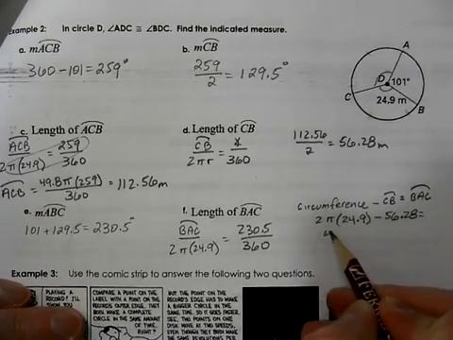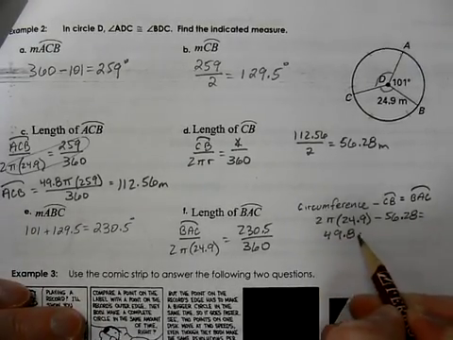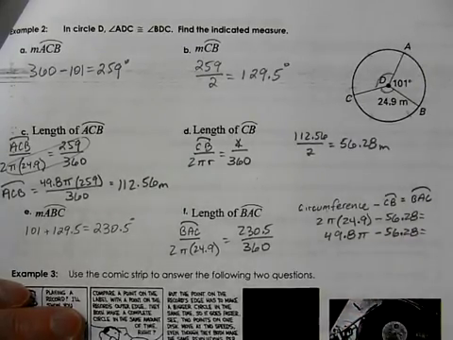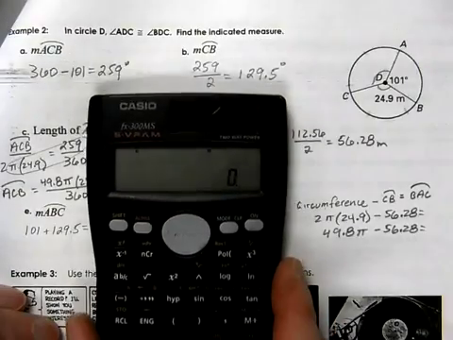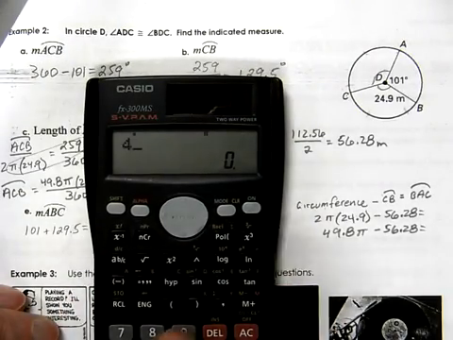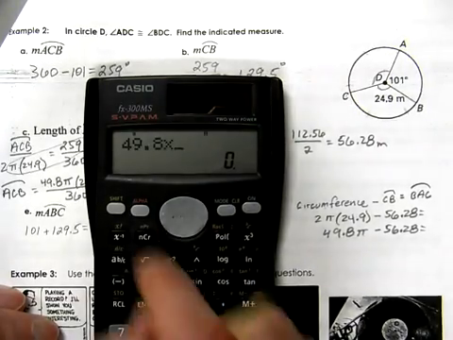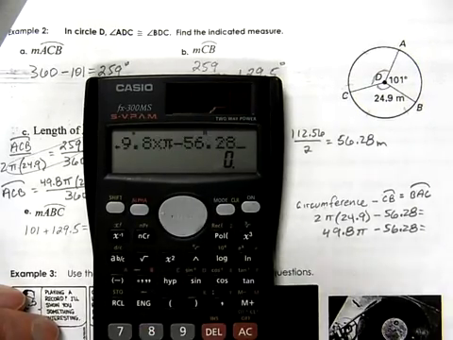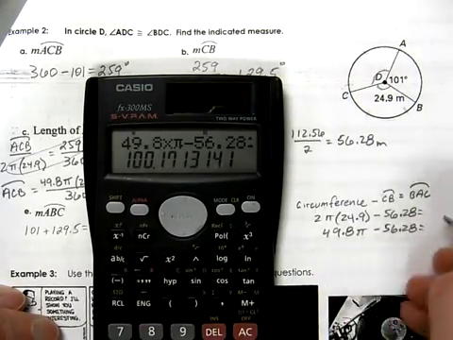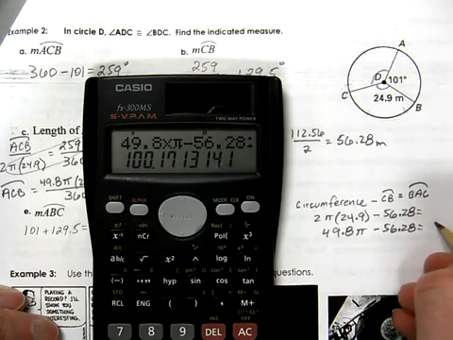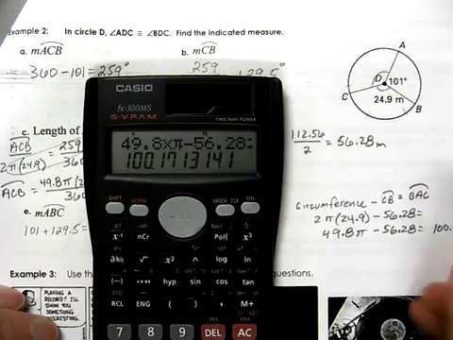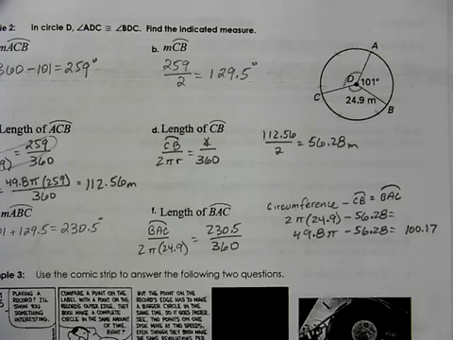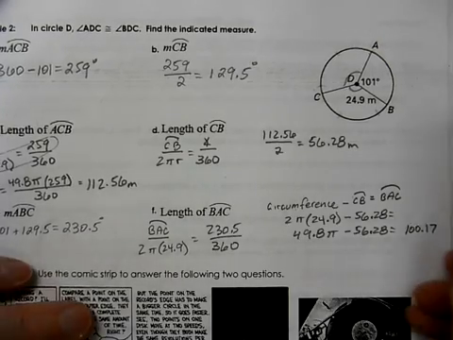So this comes out to be 49.8 pi minus 56.28. And using our calculator, we can see that 49.8 times pi minus 56.28 comes out to be 100.17, and those would be meters.